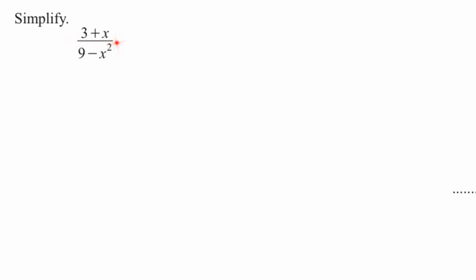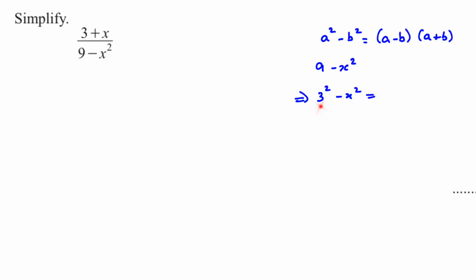We have to simplify 3 plus x over 9 minus x square. 9 is a square number. Whenever you have a square number and an x square, remember to think of this identity. a square minus b square is equal to a minus b and a plus b. 9 minus x square. So the 9 can be written as 3 square, minus x square. So what will this give us? 3 minus x and 3 plus x.